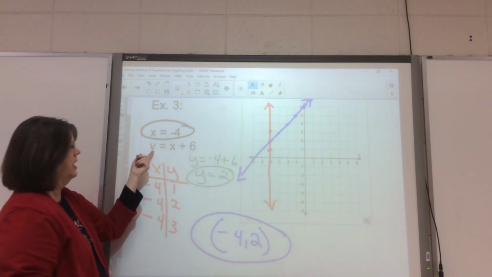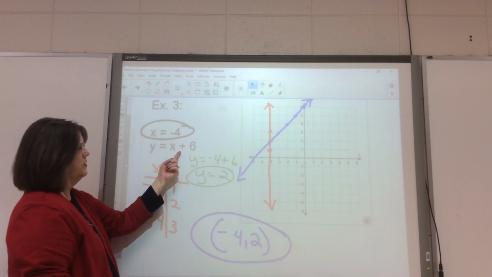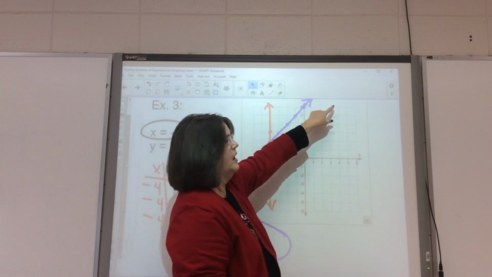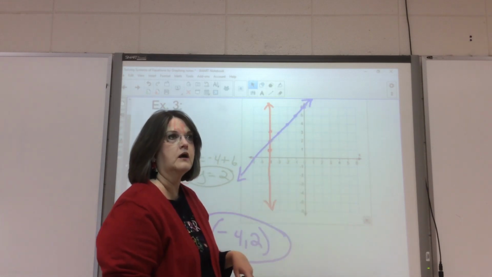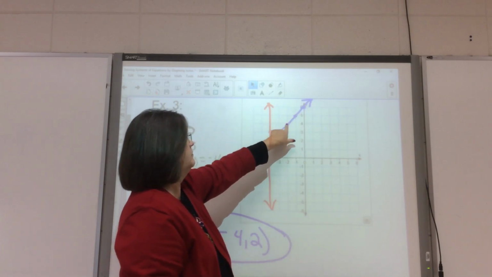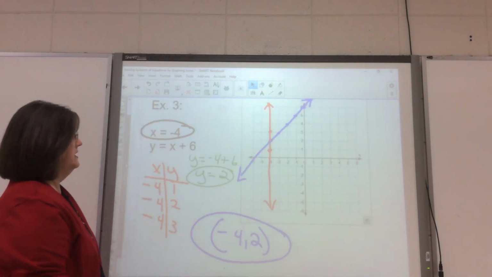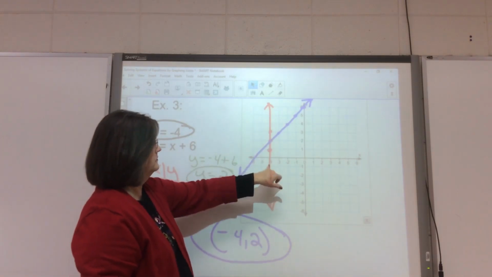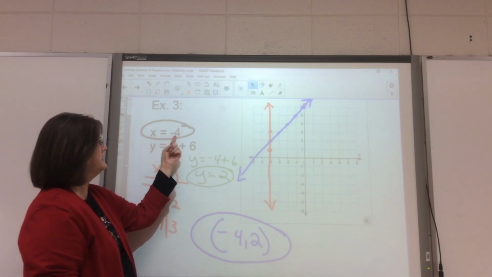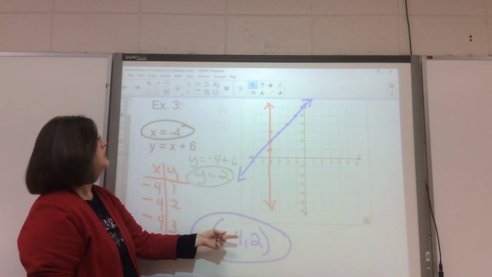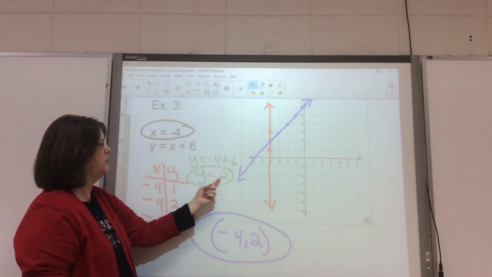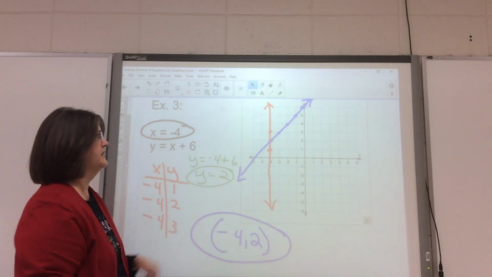And then we're going to plot this line. It starts at 6. It would go up 1, right 1 with a positive slope, but since we cannot go up and right, we're going to go down and left. So down 1, left 1, down 1, left 1. And then they cross at the point (-4, 2). Now, an alternative method for this: since we know that x is -4, we could have just substituted -4 into this equation and found the y value where they crossed. That's another way to do it.